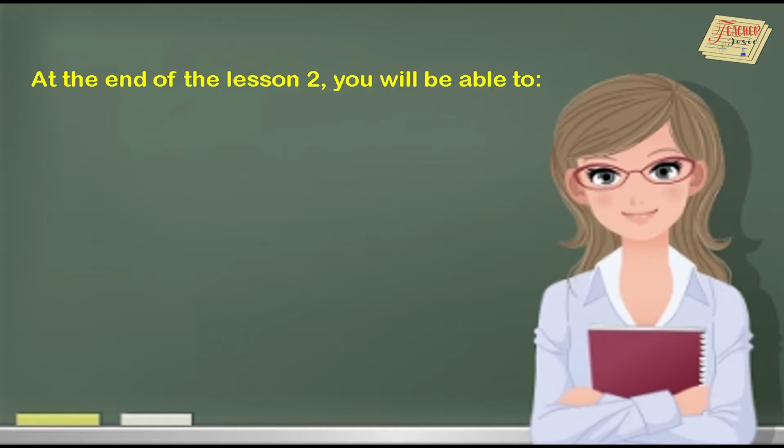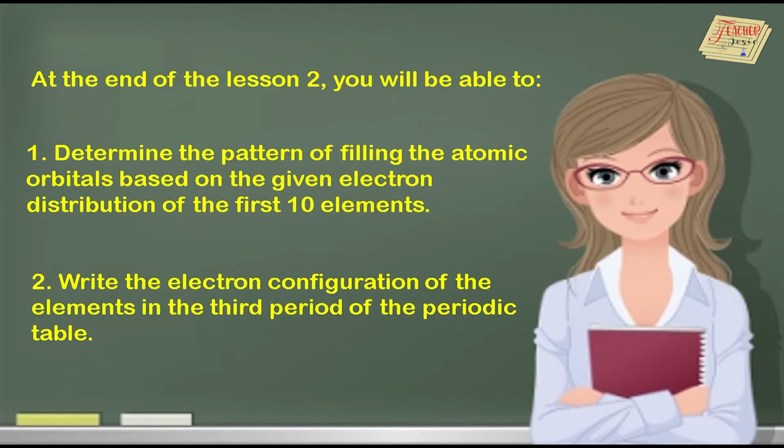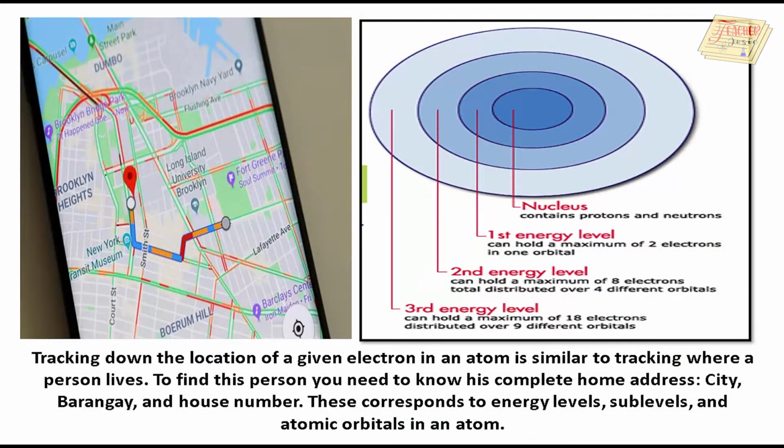At the end of lesson 2, you will be able to determine the pattern of filling the atomic orbitals based on the given electron distribution of the first 10 elements. Write the electron configuration of the elements in the third period of the periodic table. Tracking down the location of a given electron in an atom is similar to tracking where a person lives. To find this person, you need to know his complete home address: city, barangay, and the house number. This corresponds to energy level, sub-levels, and atomic orbitals in an atom.